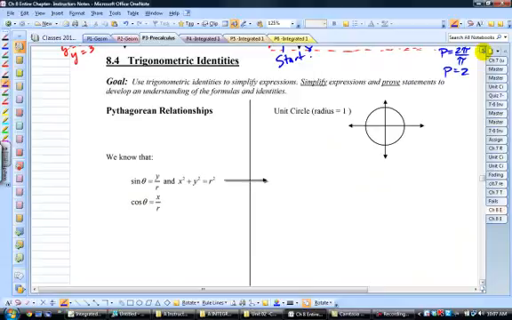Okay, that's a good warm up there. Let's get right into our new section 4 here, and let's talk about some new identities that can be developed.